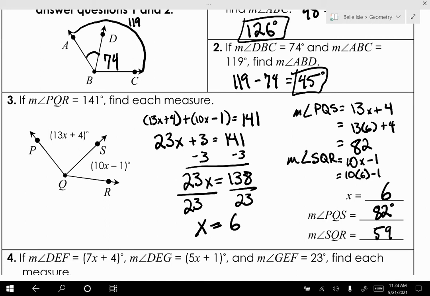Okay, I would like for you to try and do, we don't need to do all of these, so let's do number 4 and number 6. Number 4 and number 6. And then we will go on to the last section.